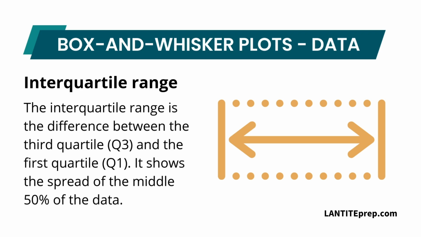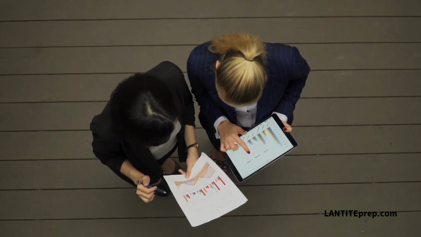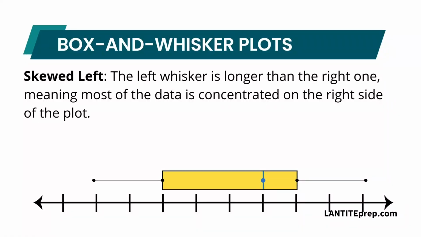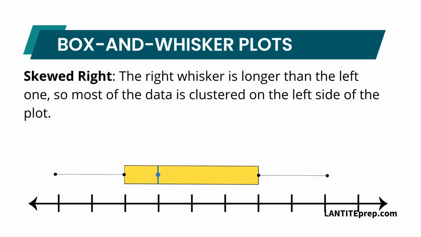Next, keep in mind that when you are given two different box and whisker plots, you are asked to compare them. If the left whisker is longer than the right one, this means most of the data is concentrated on the right side of the plot. Furthermore, if both whiskers are the same length and the median is positioned in the center, it indicates the data is evenly spread. In other words, it is symmetric. Additionally, if the right whisker is longer than the left one, that means most of the data is clustered on the left side of the plot.